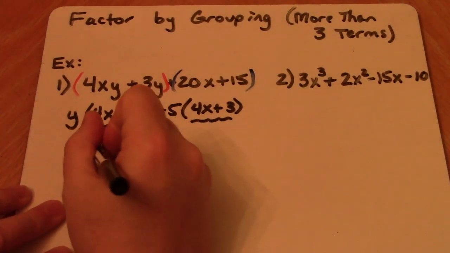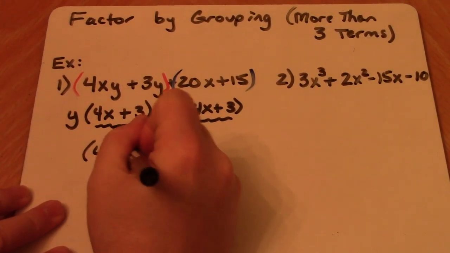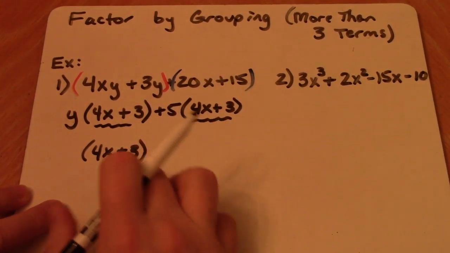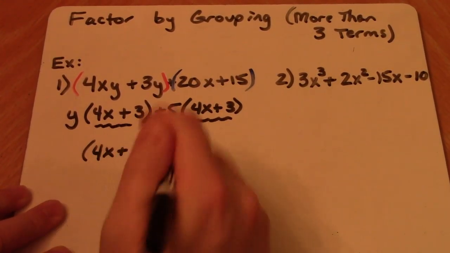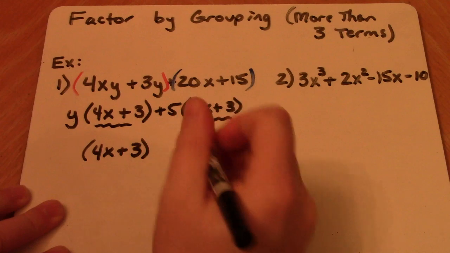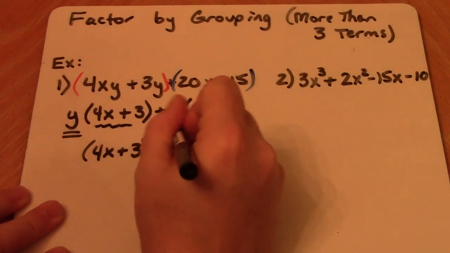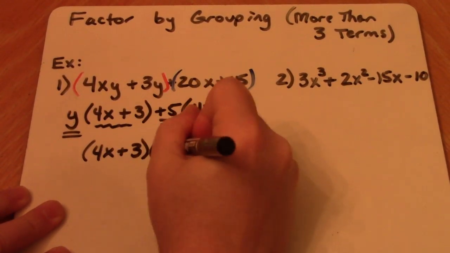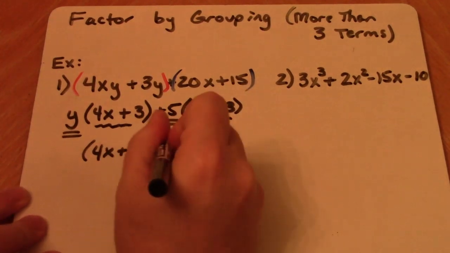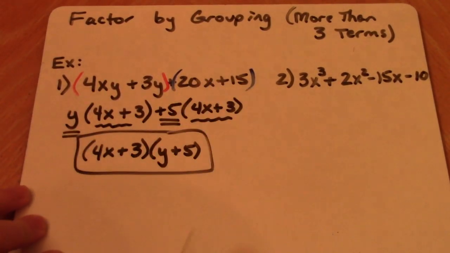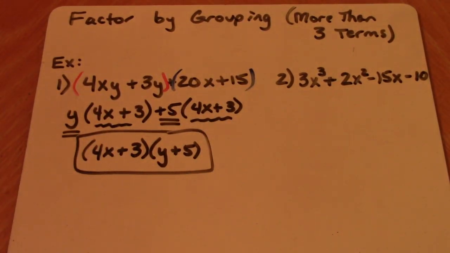Again, the only way this works is if both of these end up being the same binomial, because that is one of our 2 factors, 4x plus 3. I want to make sure you can tell that that is a 3. The other factor is the items that are in front of the parentheses, which in this case would be y plus 5. And that is how we factor by grouping.